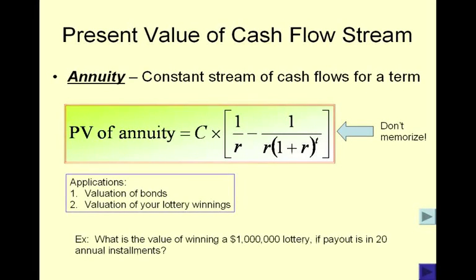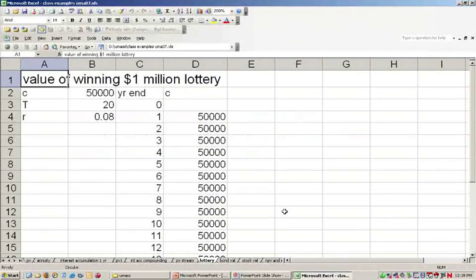And because they pay out the winnings over time, you can see that the present value of winning a $1 million lottery is going to be a lot less than $1 million because of the time value of money. We're back to our Excel file again.